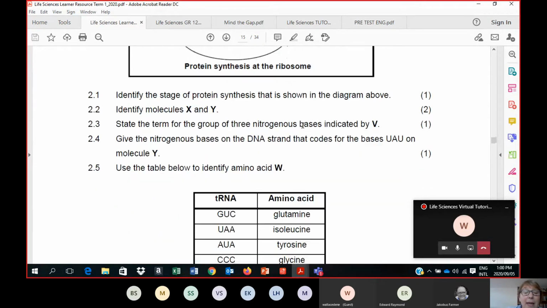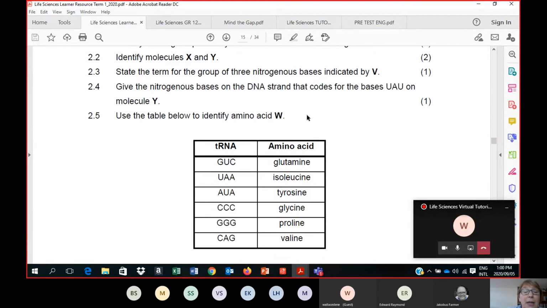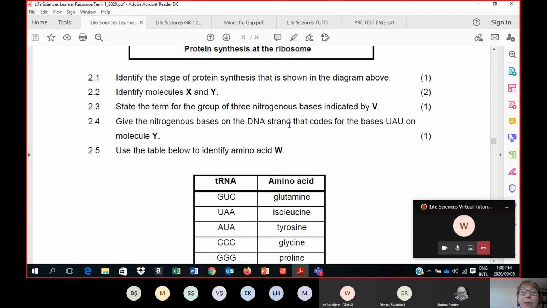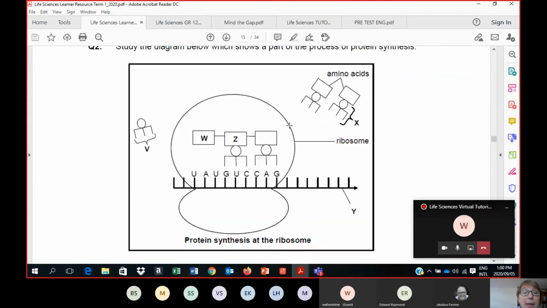Now the next question, I'm going to let you just look at that for a second, because I think some of the schools do not have this learner resource. So hopefully you will have it in front of you the next time, because this is what I've been using for all of this lesson. So this question says, use the table to identify amino acid W. All right, let's quickly have a look where amino acid W is. All right, there it is.